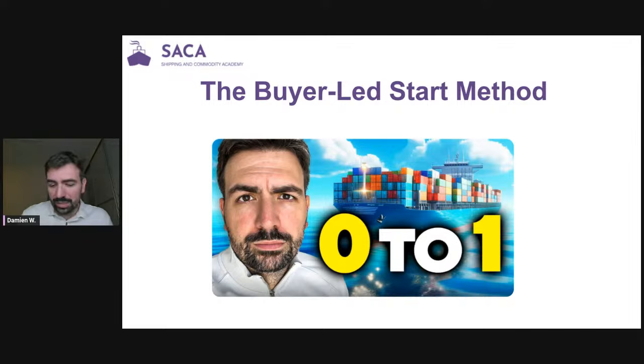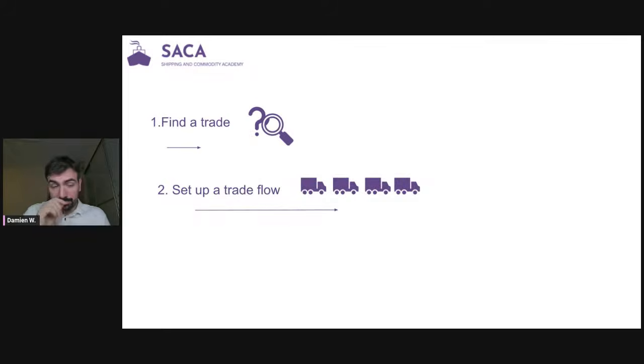Again, everything is in this YouTube video that you can just watch after this live. Then once you have found your first trade, you need to set up a trade flow. What does it mean? Usually, let's say you do one container of, say, plastic, of polymers, right? One container. If your buyer wants to do another one with you, it means that you are onto something. That means that you have the ability to set up a trade flow.